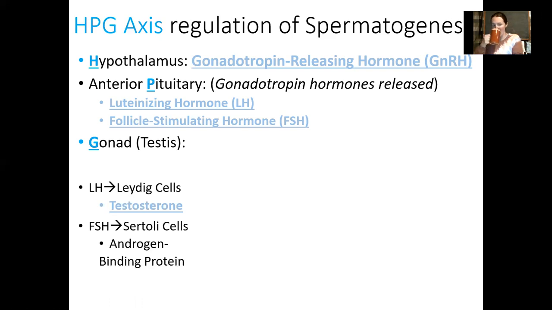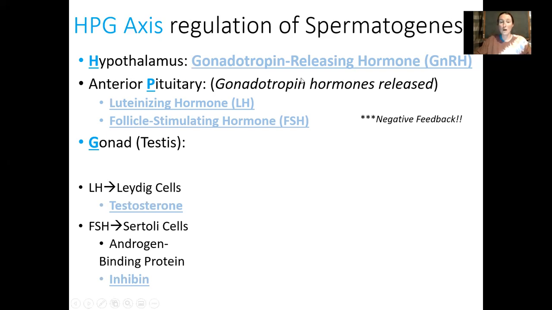FSH. In response to FSH, the Sertoli cells are going to produce androgen binding protein. Also, they are going to produce another hormone called inhibin. And as the name suggests, this hormone is responsible for inhibiting the action of the reproductive system. Okay, so essentially, all of these work together with negative feedback.